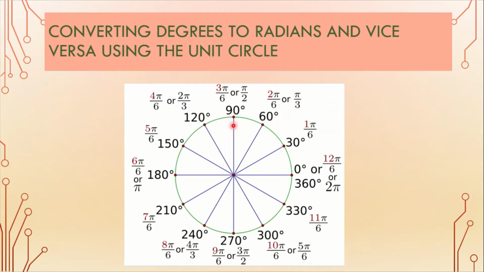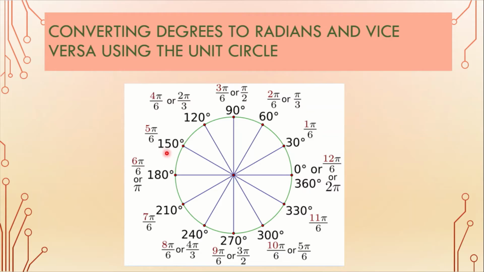Now, look at 90 degrees. Since 180 degrees is pi, we simply divide pi by 2, because 180 divided by 2 is 90 degrees. Therefore, the radian equivalent of 90 degrees is pi all over 2. And look at 120 degrees. That is 4 parts out of 6. If we reduce that to its lowest terms, 4 pi over 6 is 2 pi over 3, which is the radian equivalent of 120 degrees.